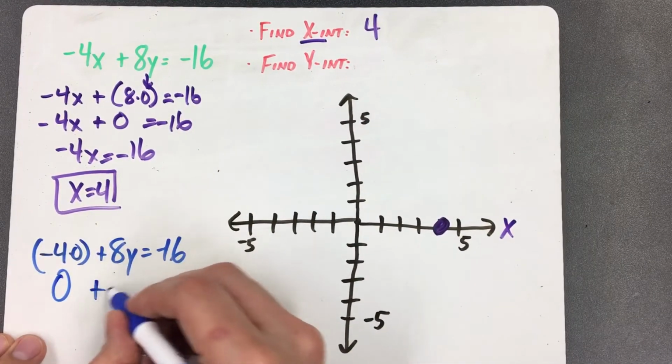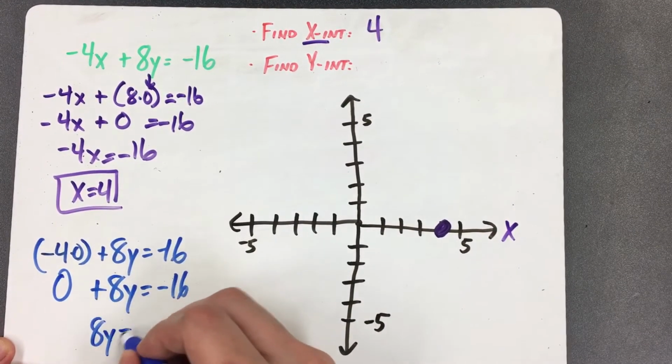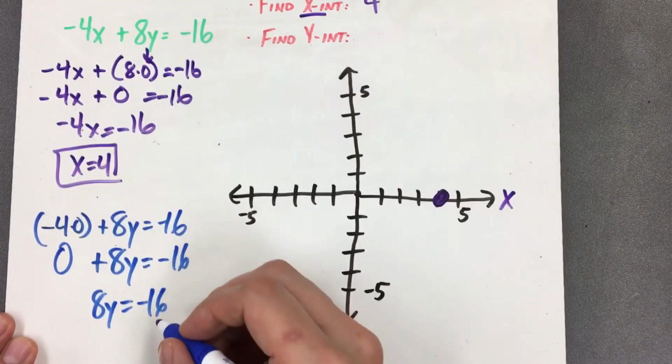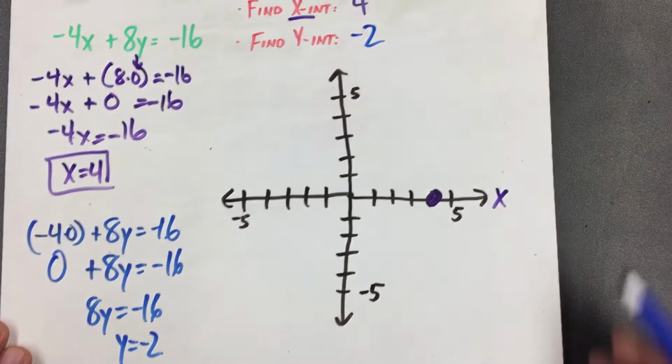Negative 4 times 0 is 0. Here it is down here. This is the long way. You don't really need to put plus 0. That doesn't do you any good. 8 times something equals negative 16. We all know that in our head. That's negative 2. Y equals negative 2. My y-intercept is negative 2.